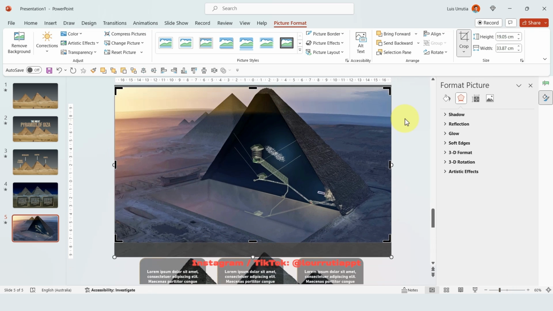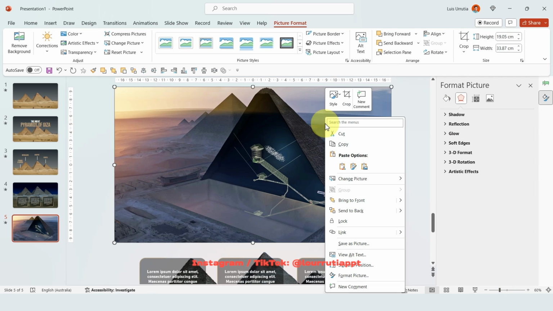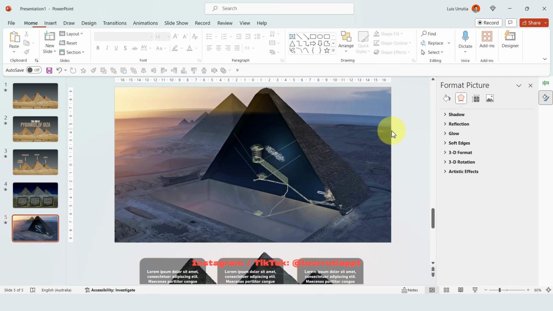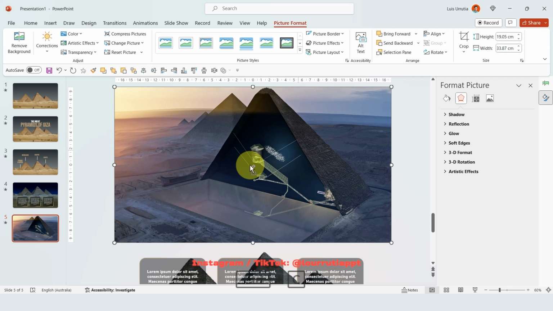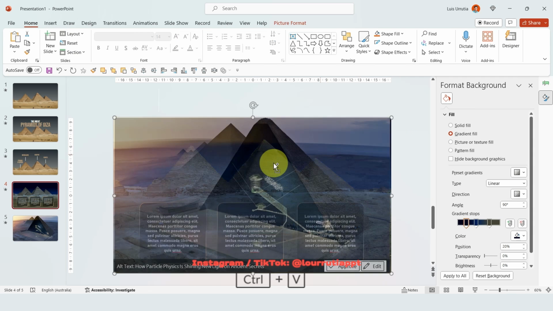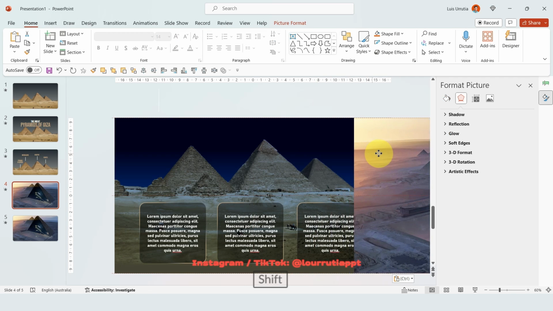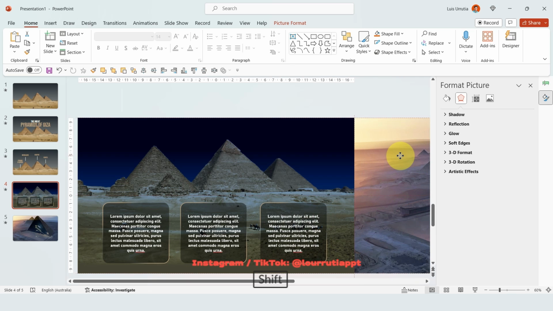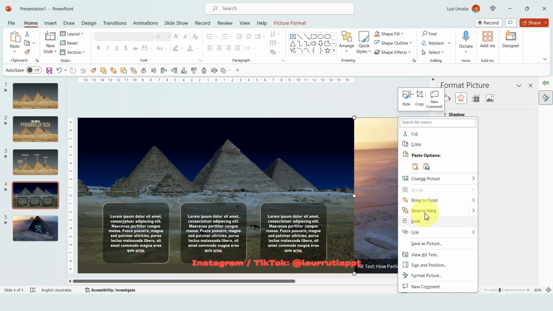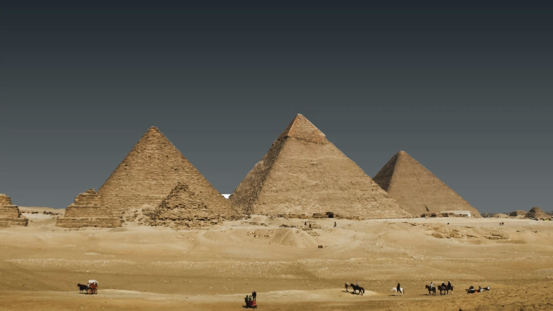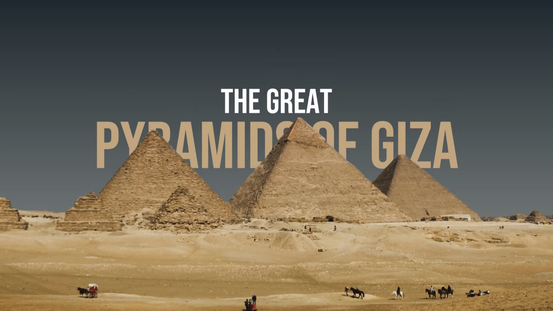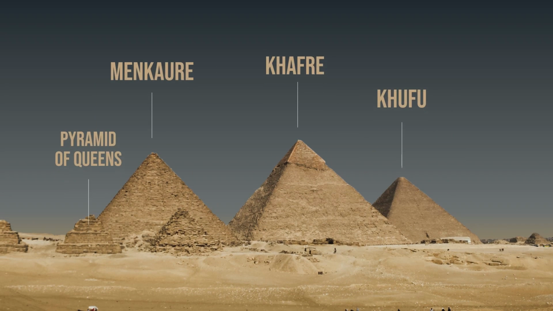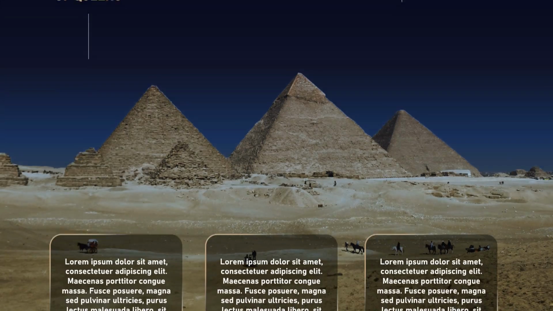And now the last thing that we need to do is to right click on the image, send to back, copy the image, go back to the previous slide, paste it, let's drag it to the right outside of the slide, and then right click on it and send to back. And that's it, guys. That's how I made this awesome presentation that went viral on TikTok.